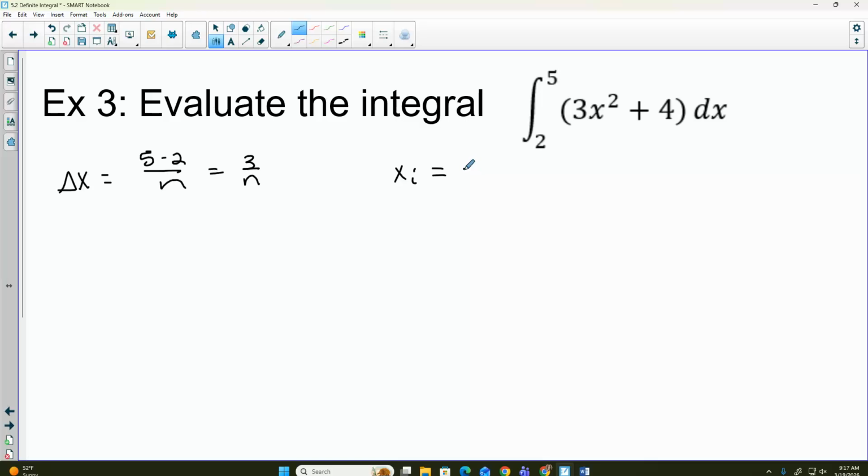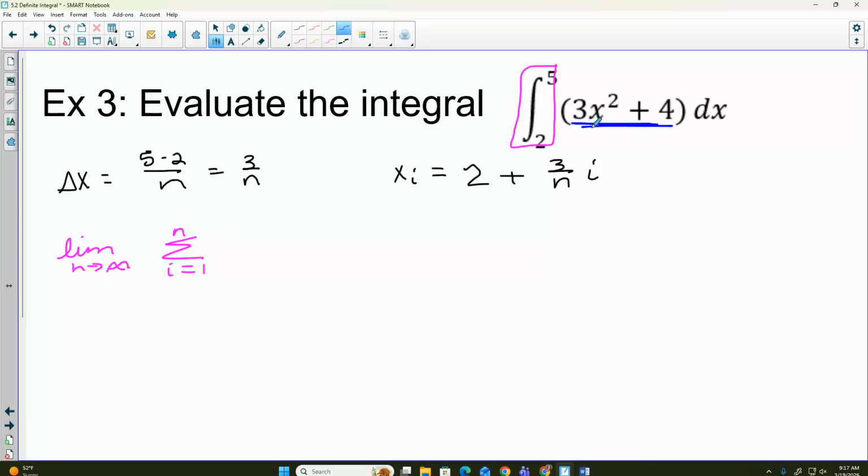Perfect. What is my starting point on this one? 2 plus my change in x, so 3 over n times i. All right, a little bit uglier. It's nicer when we start at 0, but we can still do it. What do I change this integral to? The limit as n goes to infinity of the sum from 1 to n.